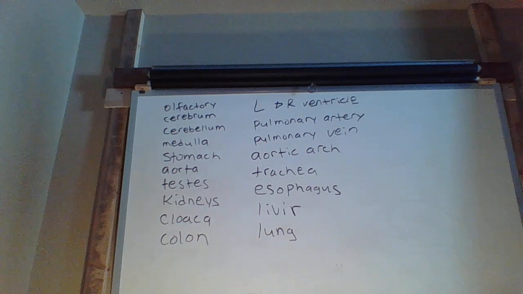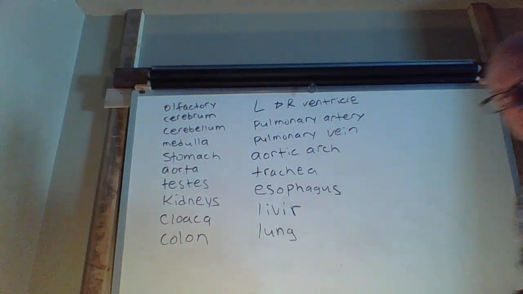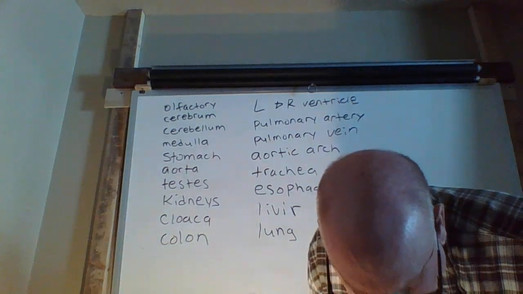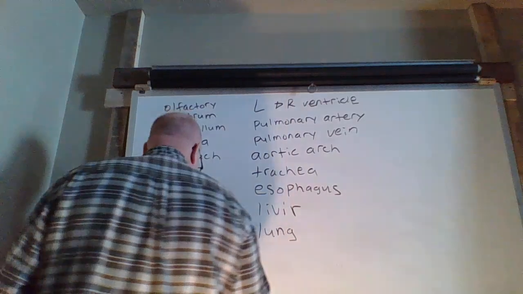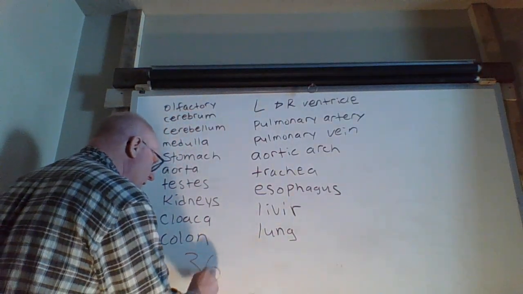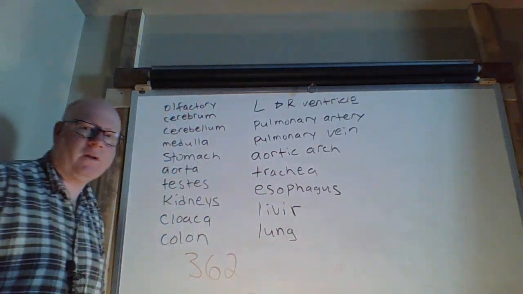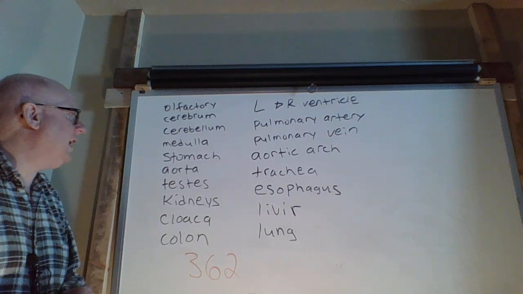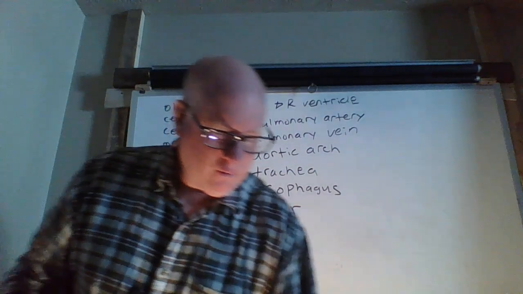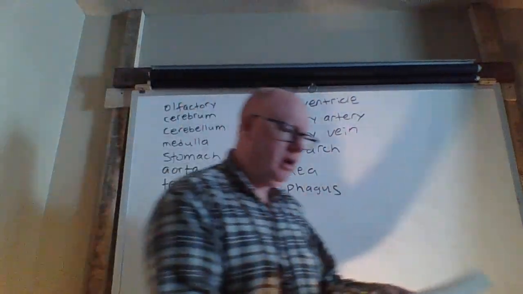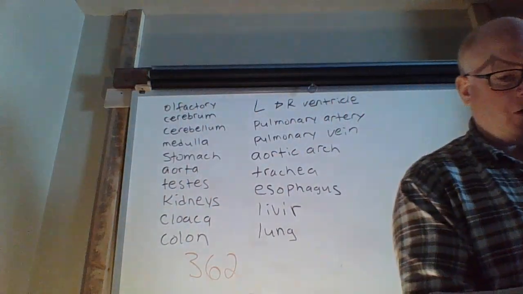We won't spend a whole lot of time on this, but these are identifications on the alligator that you would see on page 362. All of these can be found on page 362. There's also another diagram that we want you to know, and that's of the snake.